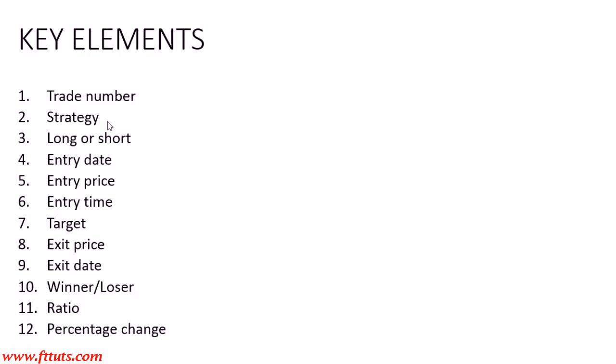If you have two strategies, you can note down, I'm using this specific strategy. If it's the second one, I'm using this specific strategy. And long or short, are you going long or are you going short? Entry date, entry price, the time, the target, exit price, meaning that if it hit your stop loss, you write down the price that you took out at. If let's say you trail stopped, you note down the price and the exit date to see how long it took, whether it's a winner or a loser, ratio and percentage change, meaning after you took the trades, how much percentage change? Did you gain a few extra percent or did you lose a percent?